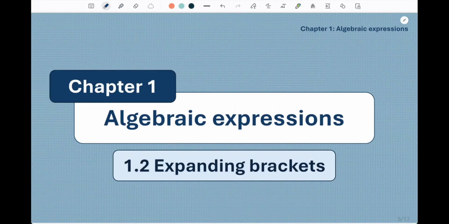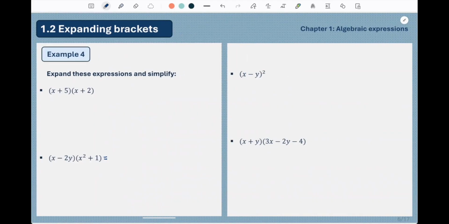Hello everyone, today we're going through chapter 1, its second part, and we'll get started with example 4. What we're going to do here is expand these expressions and simplify. Basically we're turning the expression from this form into another form. We're multiplying out, and I'll show you how to do it effectively.